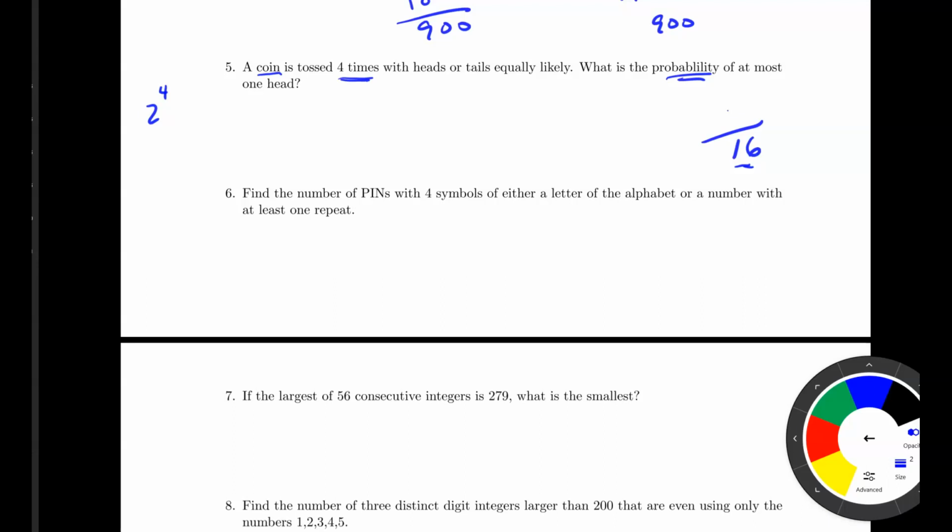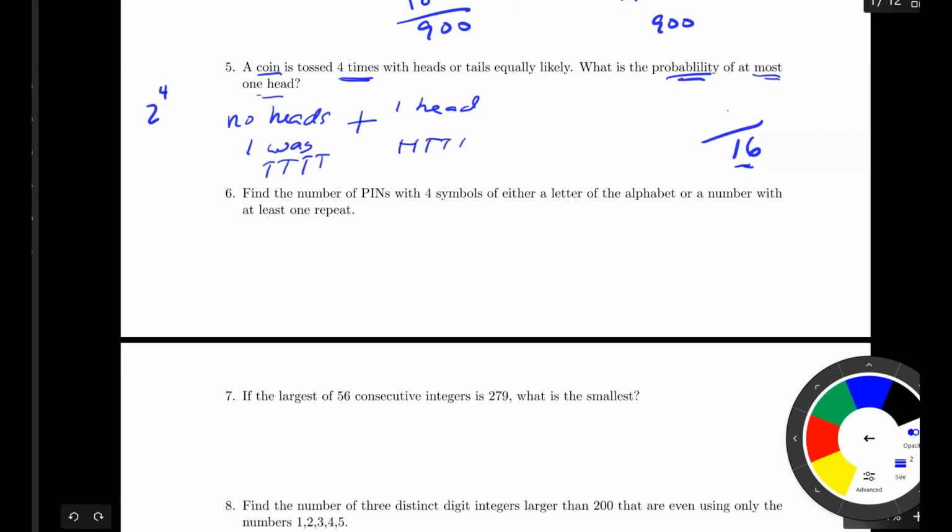Okay, what's the probability of at most 1 head? So I've got the situation with no heads, and that would be one way to do that, right? So it's all tail, tail, tail, tail, right? Or 1 head. So how many different ways can I get 1 head? Well, I could get the head on the first toss, or the second toss, or the third toss, or the 4th toss. So there's 4 ways to do this, right? So 5 out of 16 total.